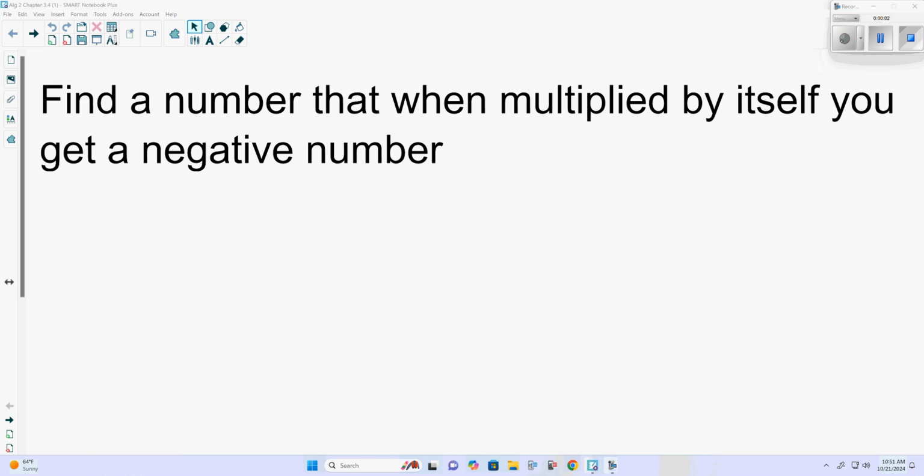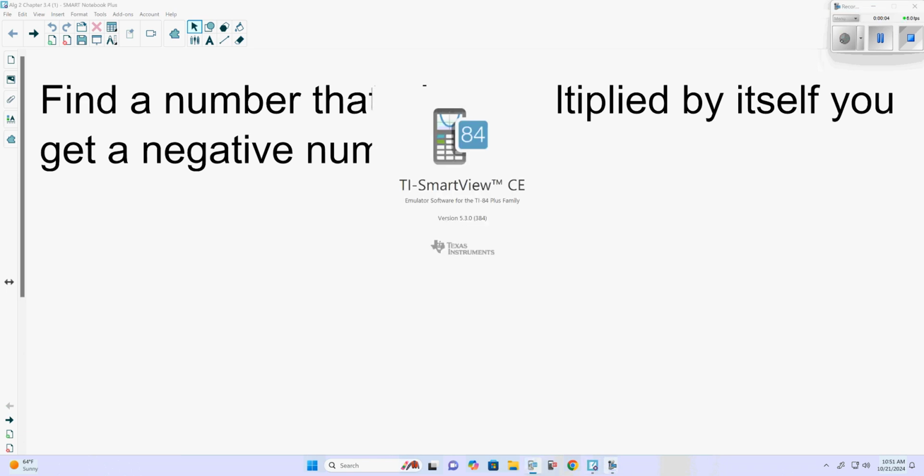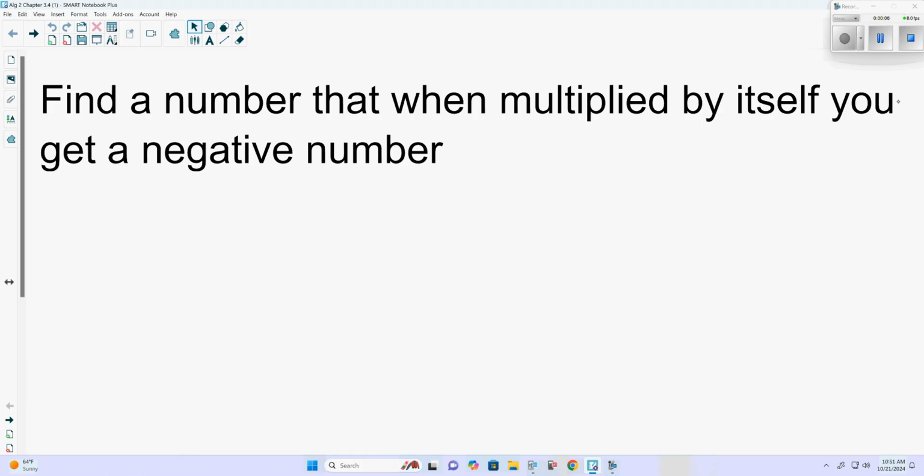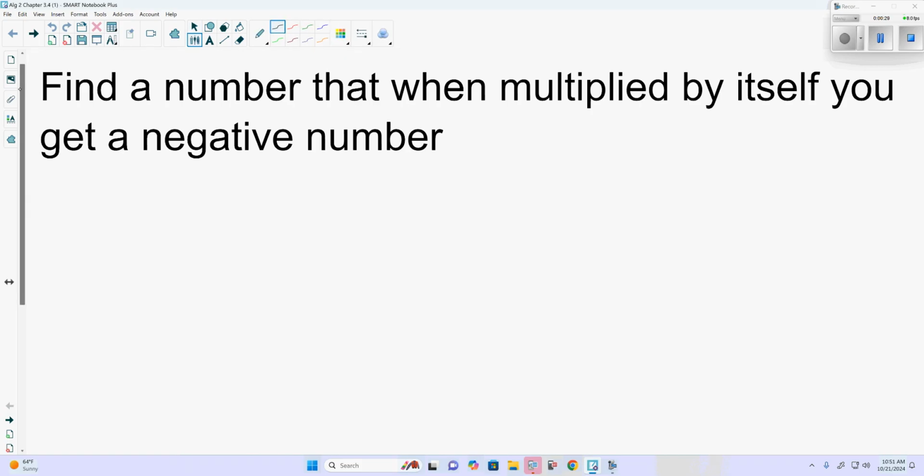You'll need a calculator eventually, but what we're going to be looking at is this here. We want to find a number that, when multiplied by itself, gives you a negative number. So what would be an exemplar thing that we could try for this here? Multiplied by itself, it's positive. Multiplied by itself, it's negative. So yes, we're trying to find a number that when multiplied by itself gives us a negative number.